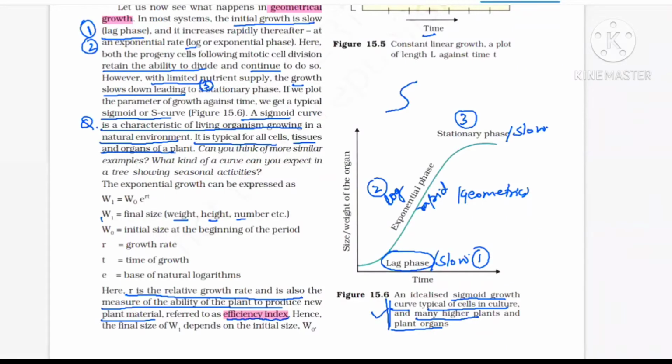Now see, the question is given here: what kind of curve do we expect in a tree which shows seasonal activities? So first of all, the trees which are showing seasonal activity will not show an S curve. Is it clear? Please highlight the question carefully. They will not show the S curve. The ones which go through seasonal activity will not show an S curve. They will show a curve with small steps indicating stoppage and again start.